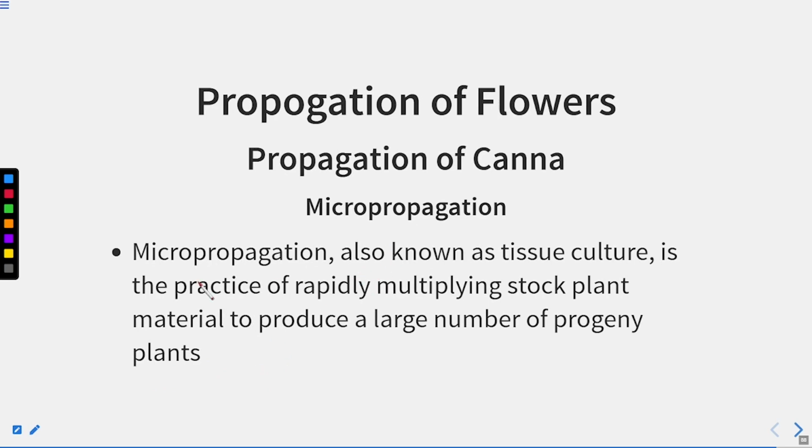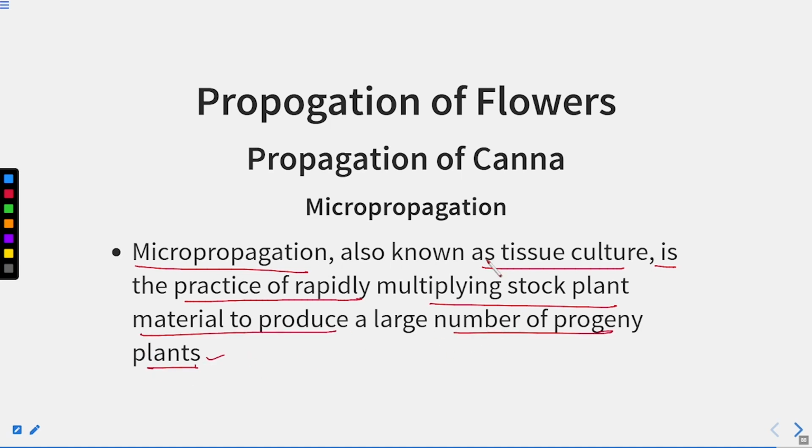Micropropagation is also known as tissue culture. In this particular plant, we can practice rapidly multiplying the stock plant material to produce a large number of progeny plants. So by tissue culture technique, we can have a number of plants, and they can be planted in soil later on.